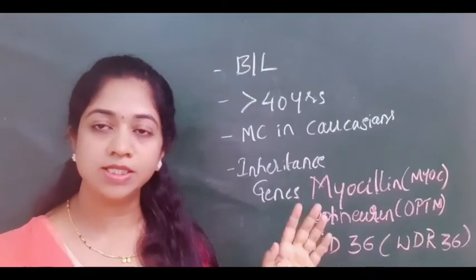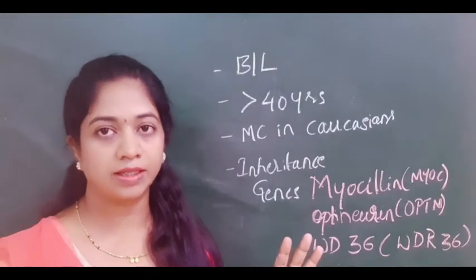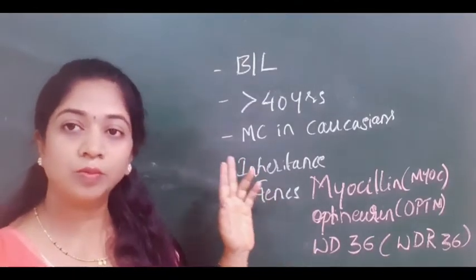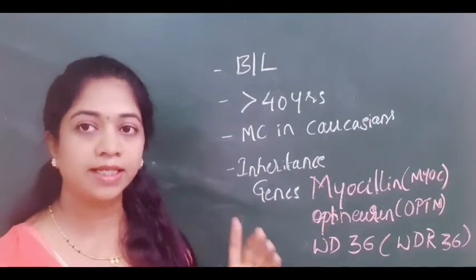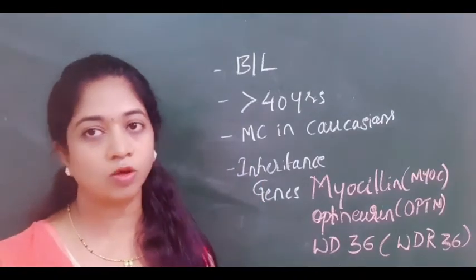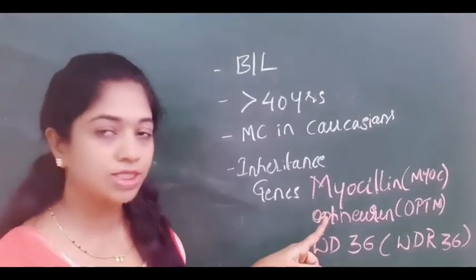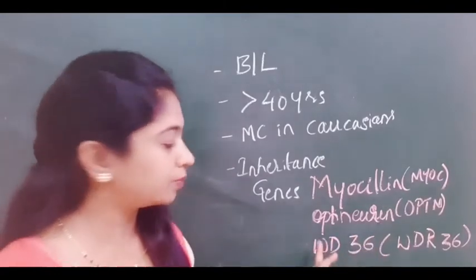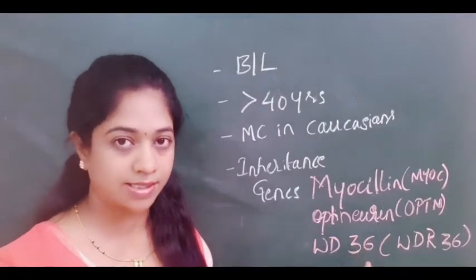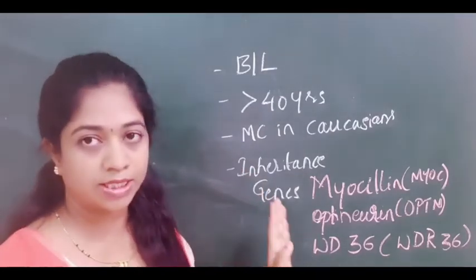POAG is usually a bilateral condition, affects both eyes, more or less symmetrical. It is more common in people more than 40 years of age, and more common in Caucasians. In Asians, more than half of the glaucoma is because of POAG. The gene location is in the myocilin gene, also called MYOC, or optineurin gene, WD repeat domain 36. So these are the gene locations for the POAG cases.